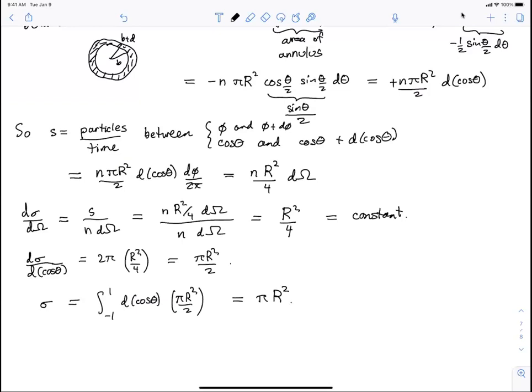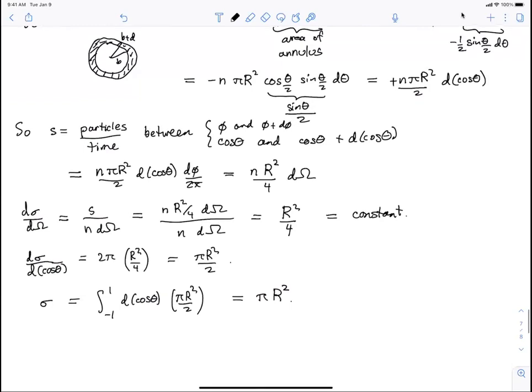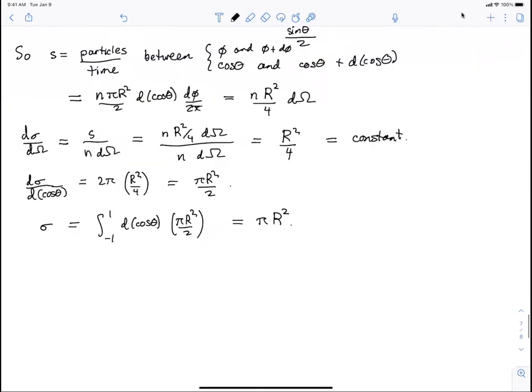Okay, so we've calculated the cross section to scatter little teeny marbles off of a big bowling ball, and it's just the area that you see when you look from very far away at the bowling ball. Okay, so it's kind of just what you might expect in this particular example.